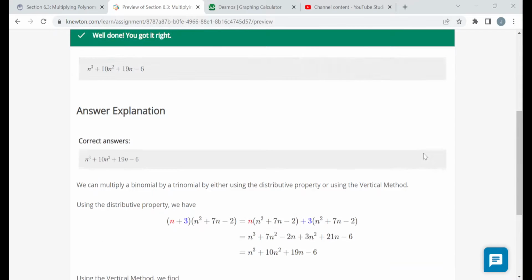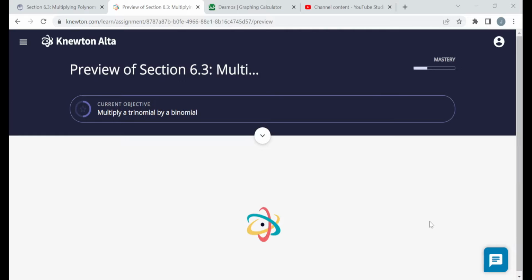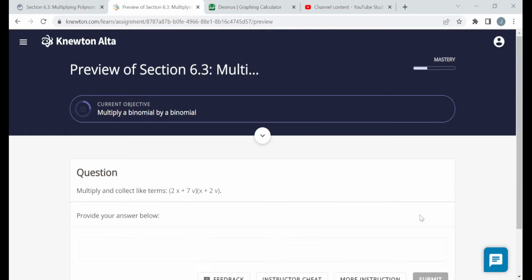Great. And again, you can read about the vertical method if you wish, but I'm not doing it. Alright, so again, you can use the FOIL method. Again, that's something I'm leaving for you to read about. I'm just going to do all the distributing here.